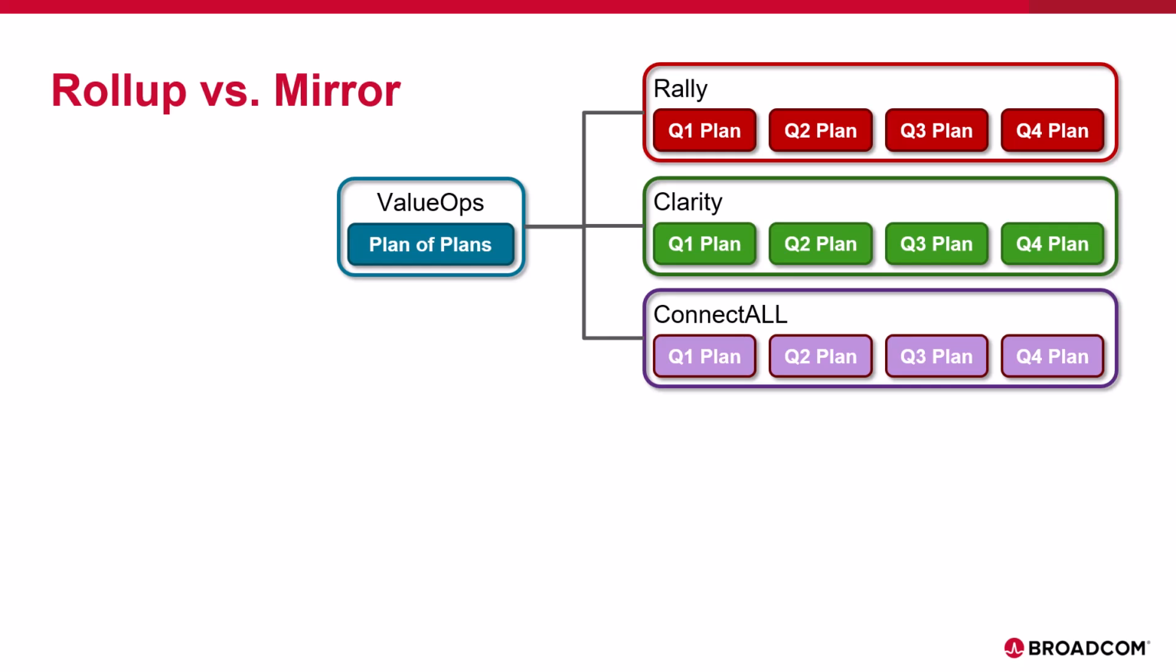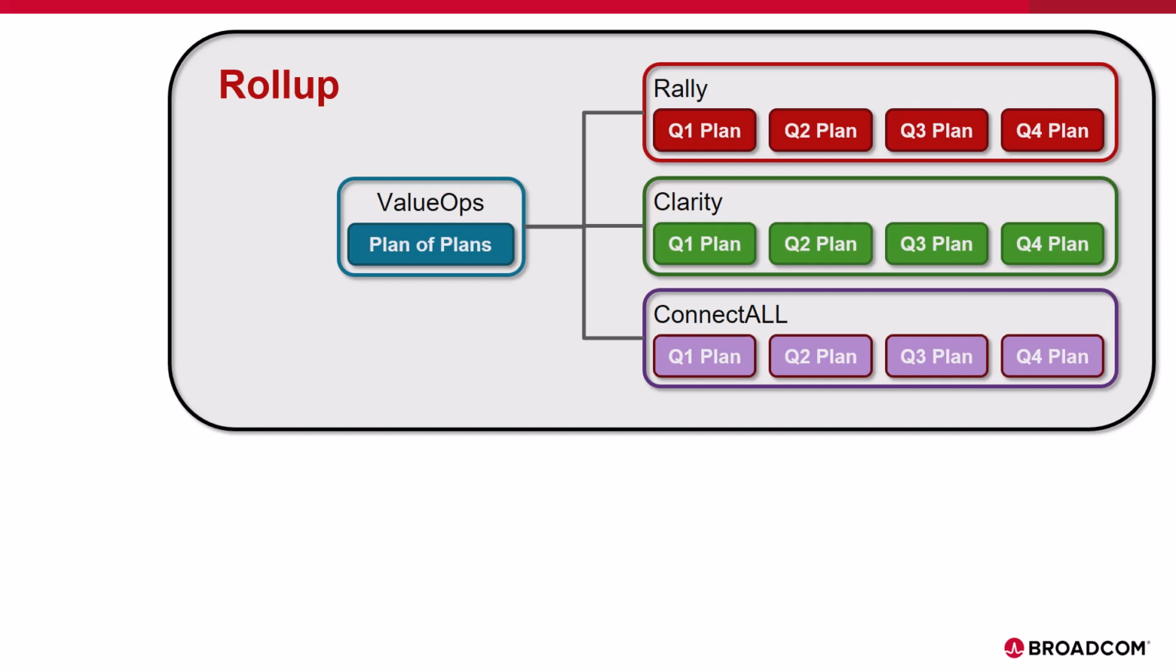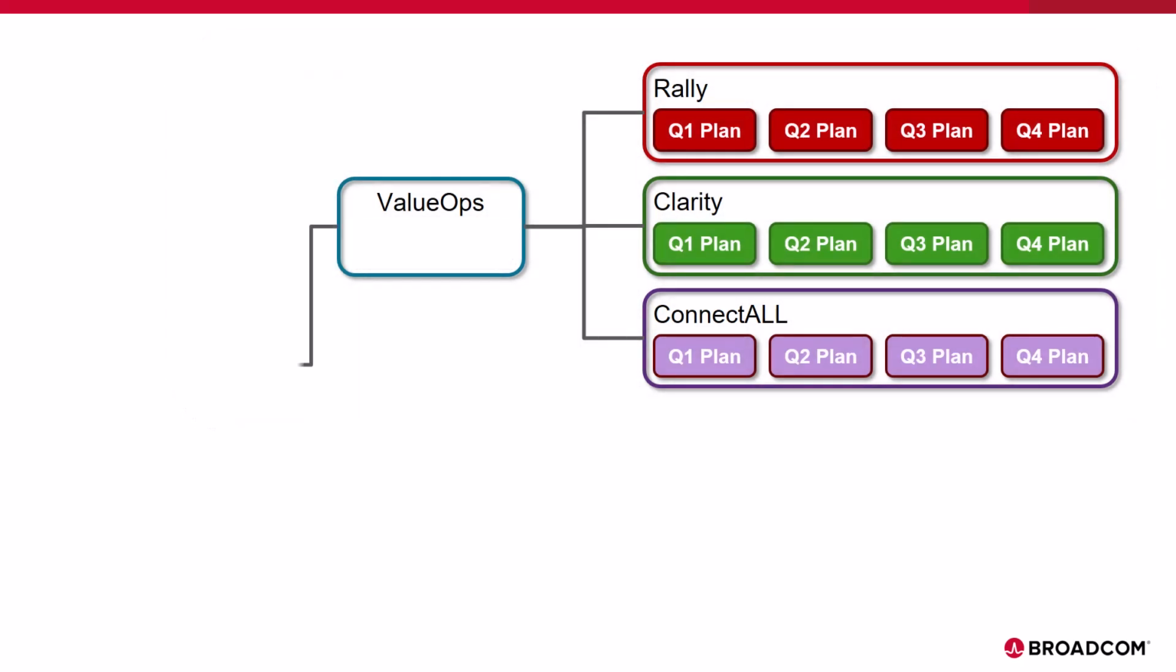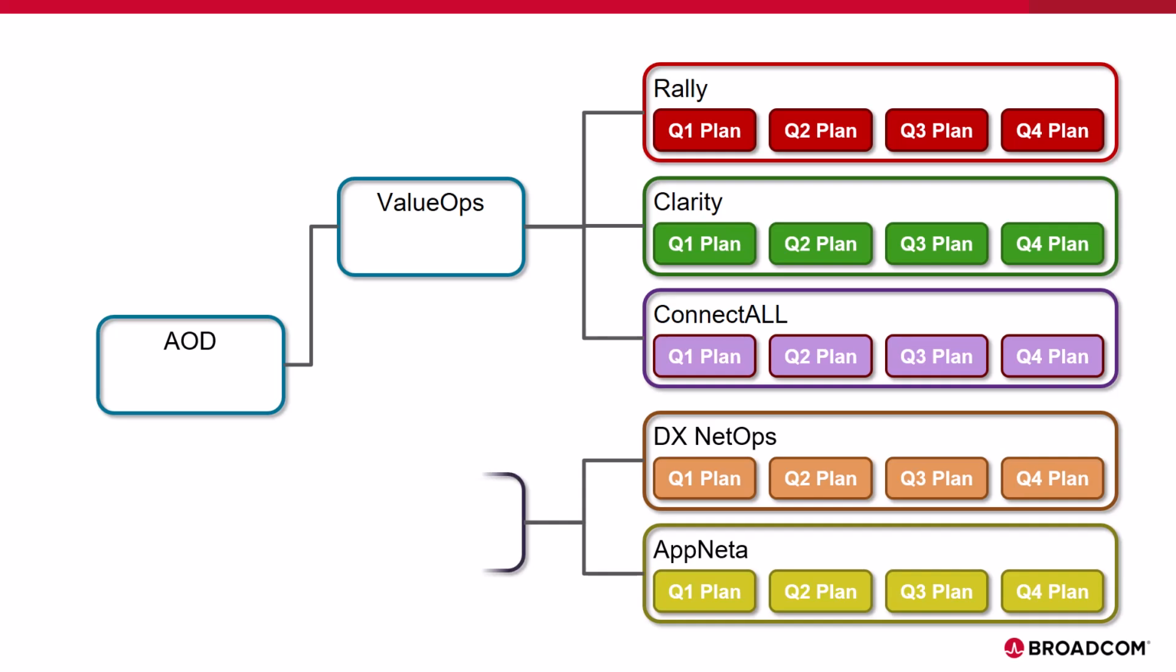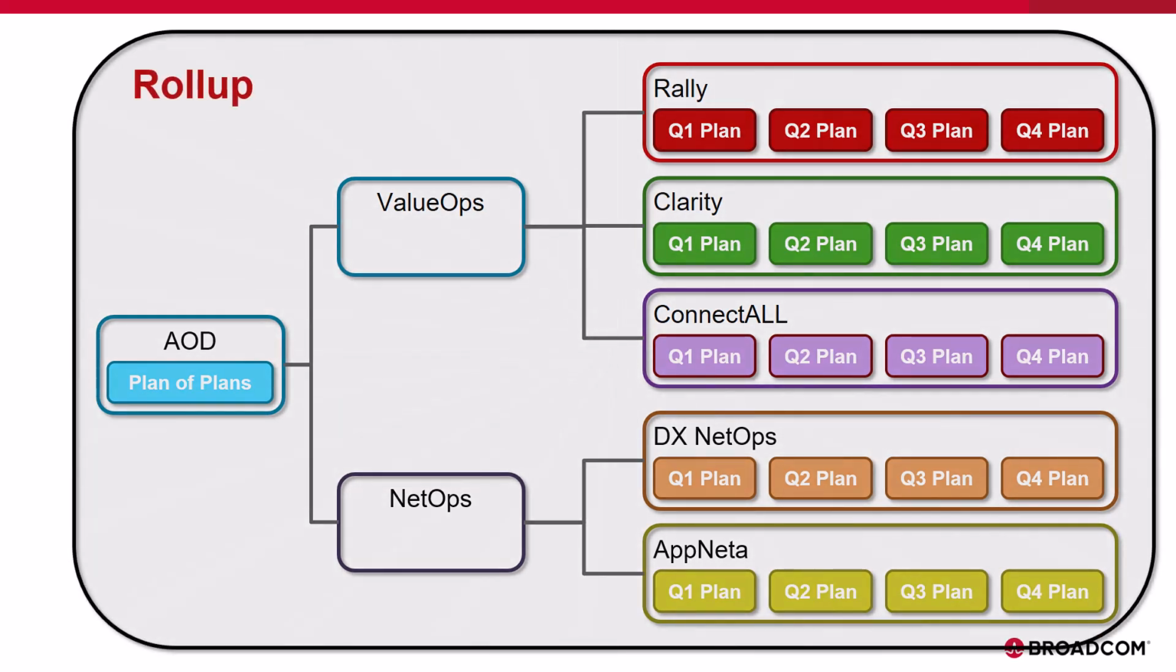That means our plan of plans is created at a higher level in our portfolio hierarchy, at the initiative level, but it's also at a higher level in our project hierarchy, and all the data in our release plans is rolled up to this higher level. As you might have guessed, this is describing a roll-up plan. And ValueOps actually rolls up to a higher level in the organization called the Agile Operations Division, or AOD. And there are other products in this organization as well. So we could also create a roll-up plan at the AOD level and roll up all of the release plans underneath it in the hierarchy.